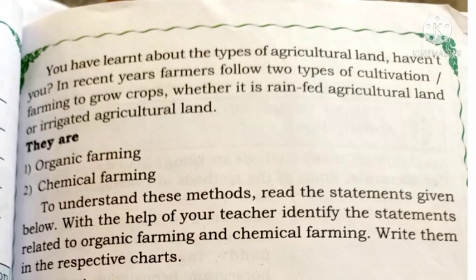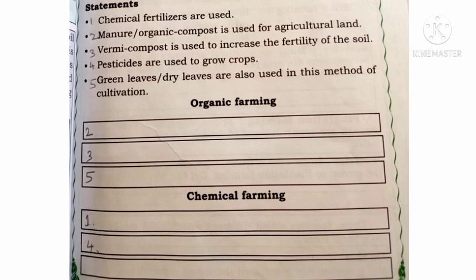I will read the statements, and you tell which is organic farming and which is chemical farming. Try to tell that. See students, now we'll see the statements related to organic farming and chemical farming, and which comes in organic farming and which in chemical farming.